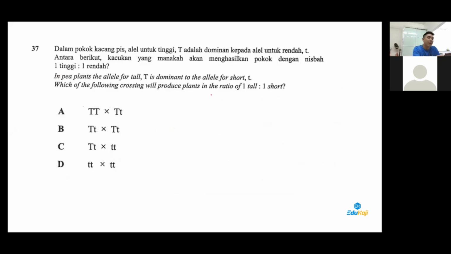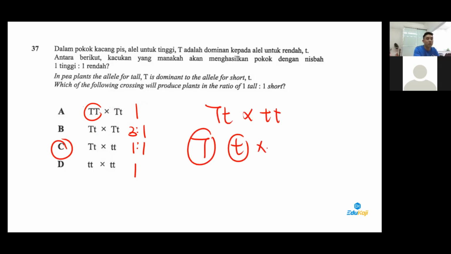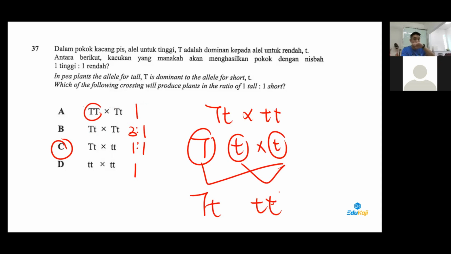Okay, so how to get 1 to 1? The moment you see one side all dominant, the ratio is 1. Big small ratio is 3 to 1. This is 1 to 1. This one ratio 1. Answer is C. If you're not too sure, guys, you can always cross it out. Different size, take out both. Same size, take out 1. This is tall, this is short. So answer is C. 37 C.